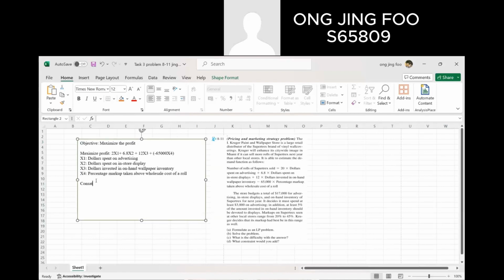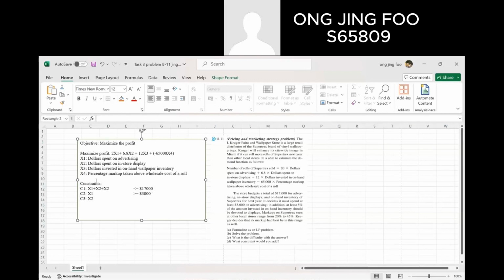The next step is to write down our constraints. So constraints are very important in LP, in this chapter, because this is a key to answer our question. Our constraint one is x1 plus x2 plus x3 less than or equal to $16,000. And our constraint 2 is x1 greater than or equal to $3,000.